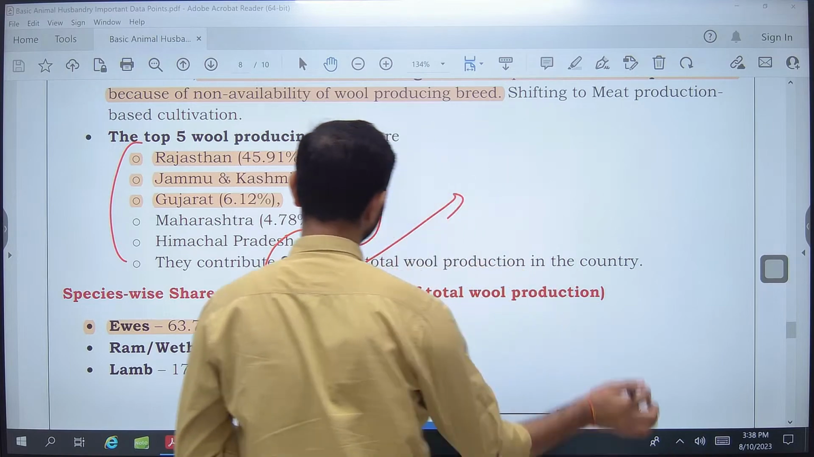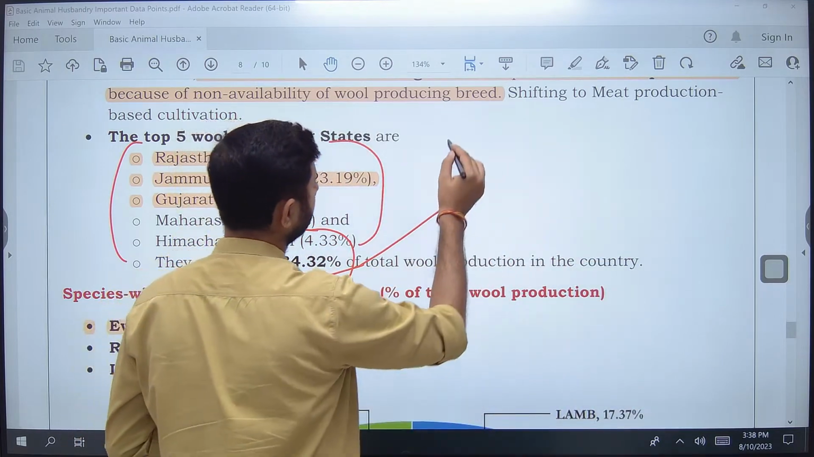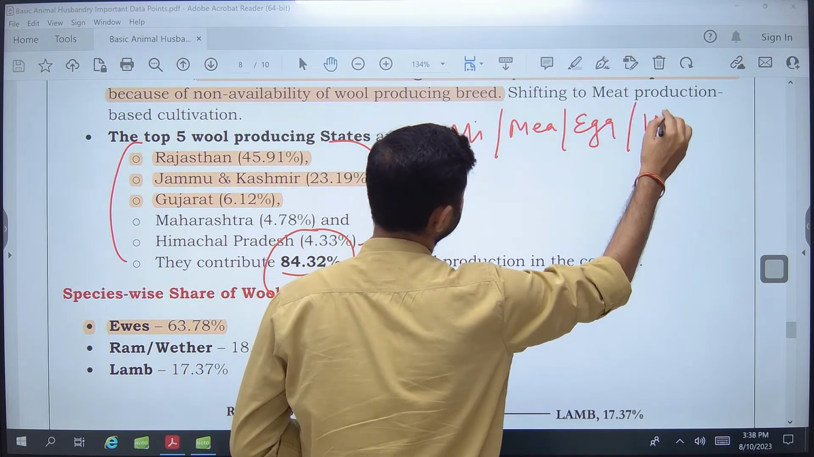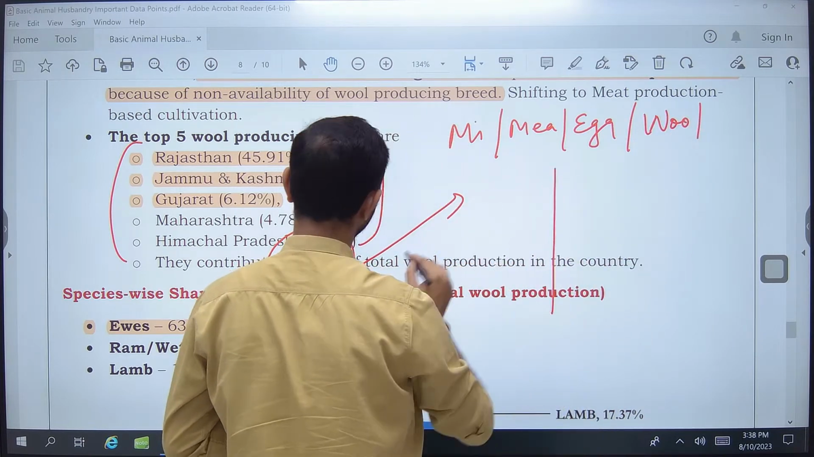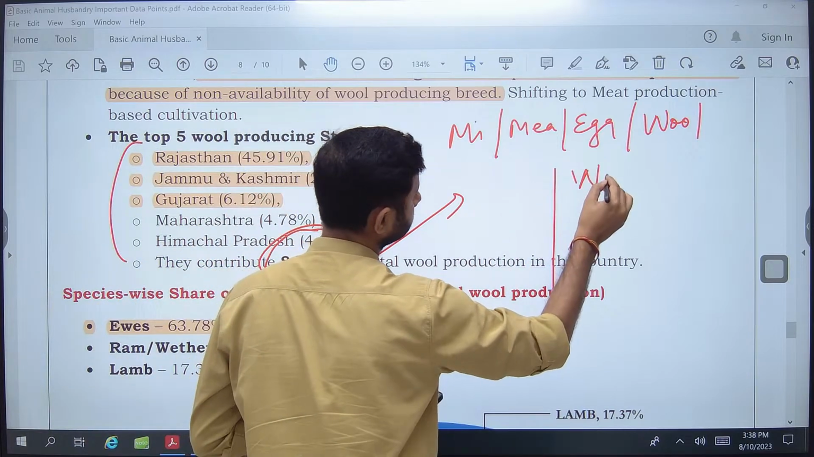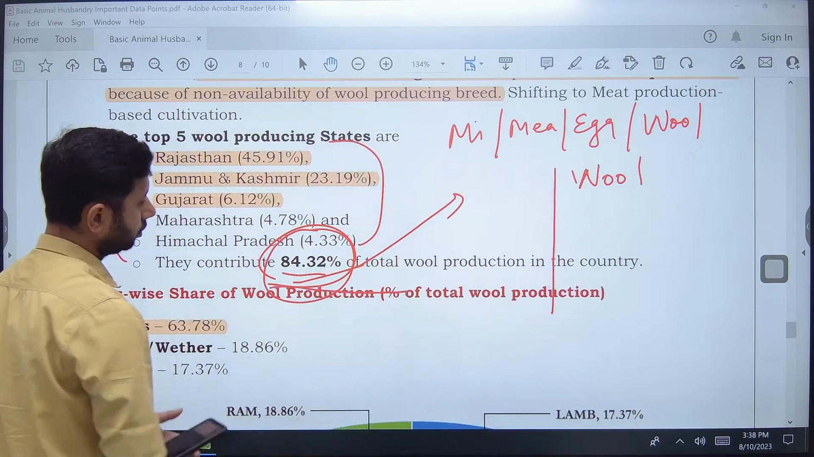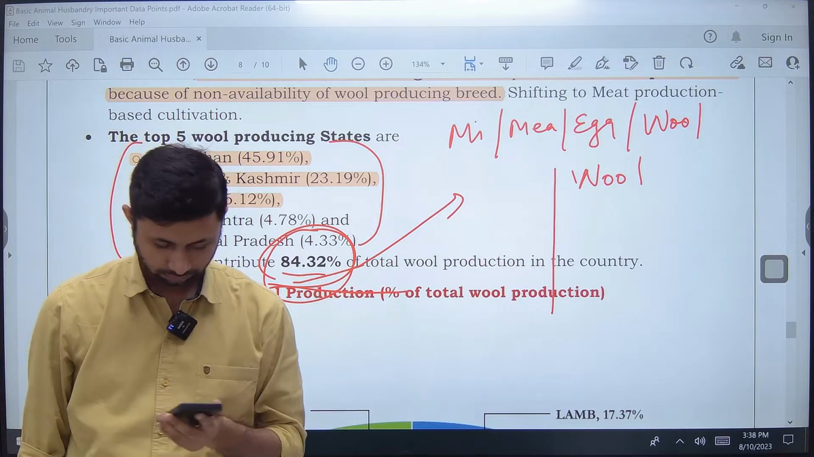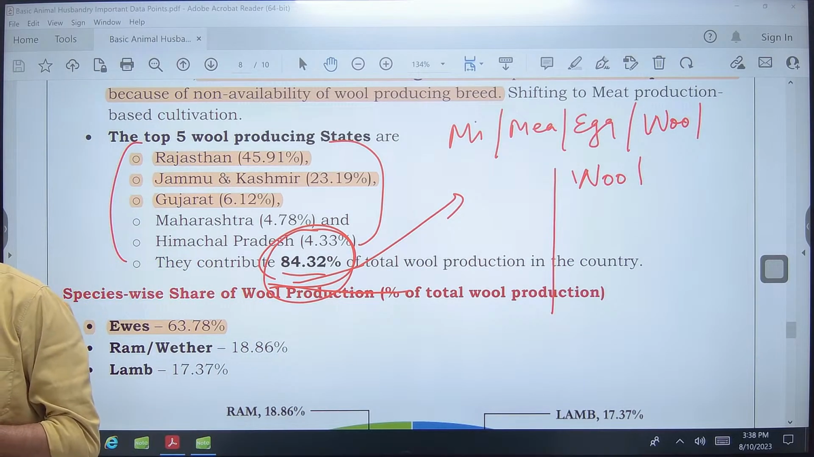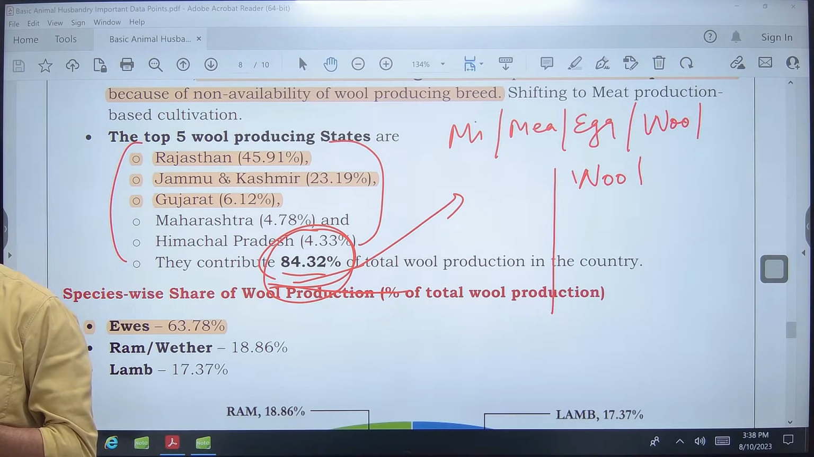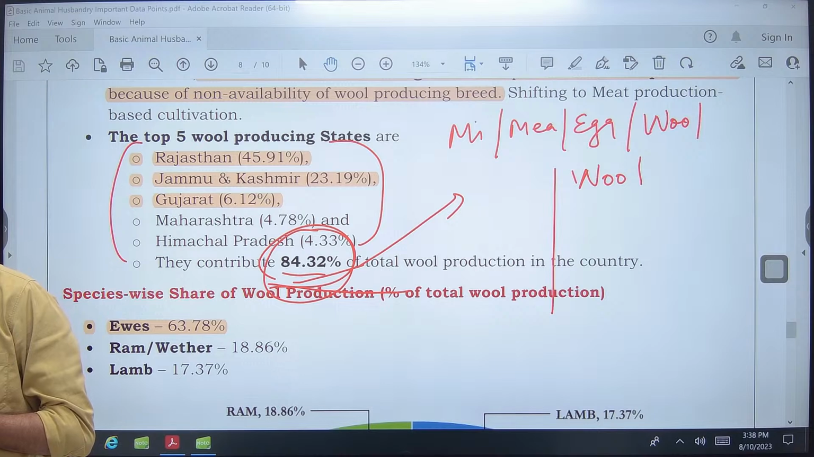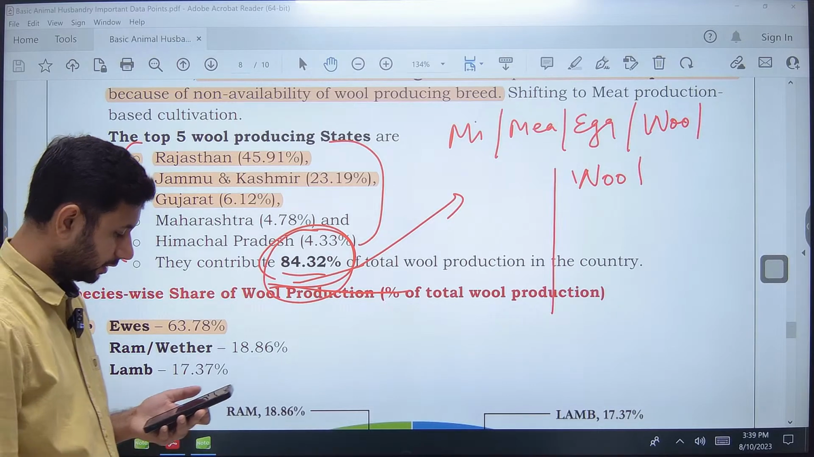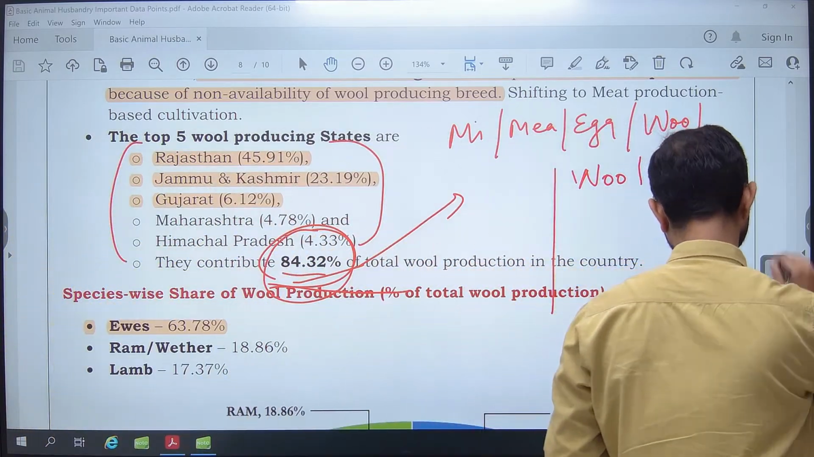Okay, so now do one exercise for me. Arrange milk, meat, egg and wool in ranking, where obviously wool will be at the top in terms of percentage of top 5 contributing states. Arrange them. Krishna rightly said wool, egg, meat, milk. Yes.